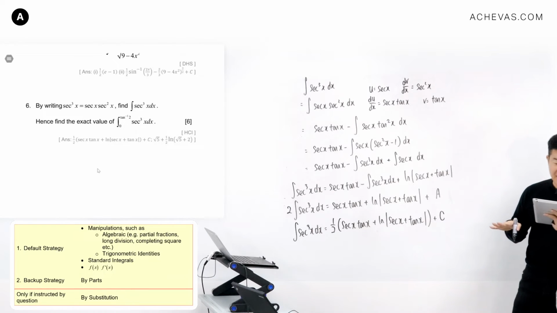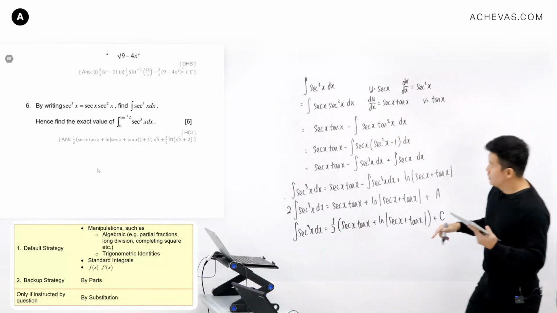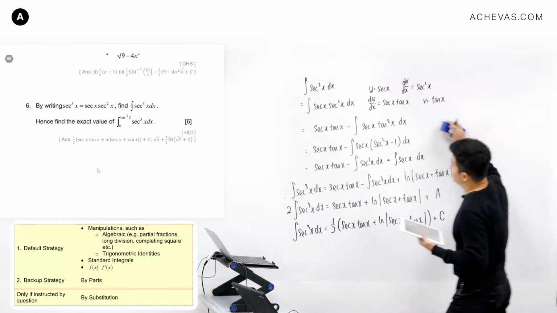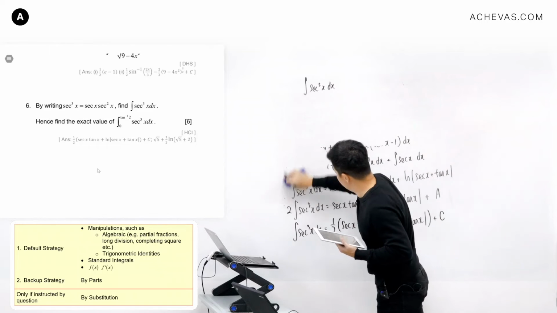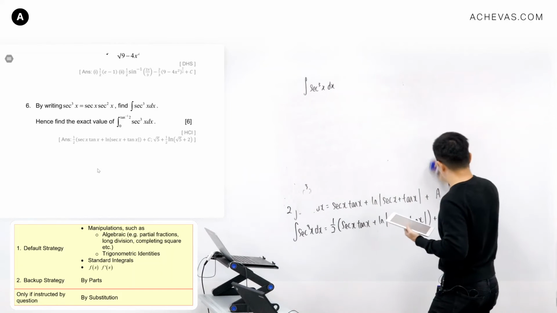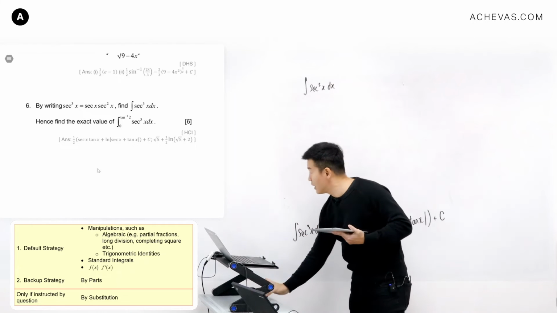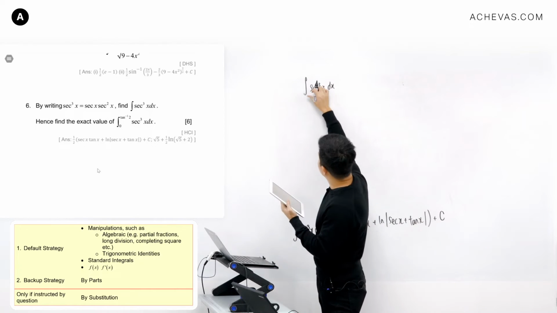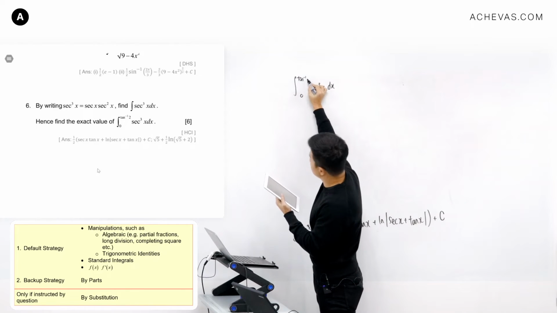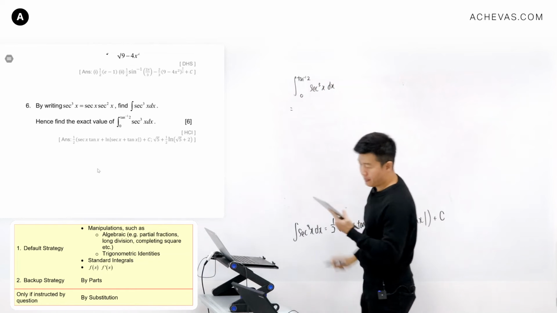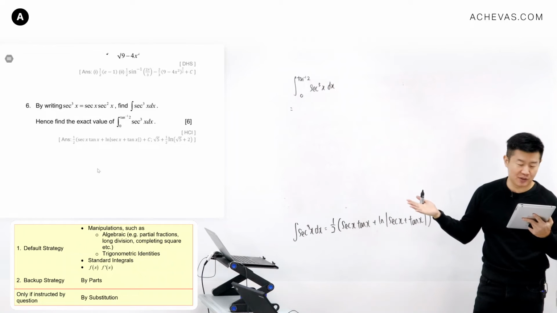Hence, the question says we are supposed to evaluate this again, but as a definite integral. So I'm going to just leave my result here for me to make use of. And let me just rewrite the integral that is here. We are supposed to be integrating this from 0 to tangent inverse of 2. And we are supposed to find the exact value of this, or else what should we do? We should just press this into the calculator, right?